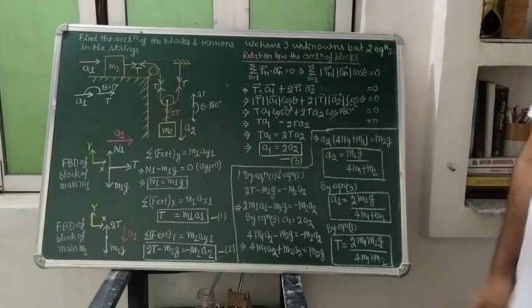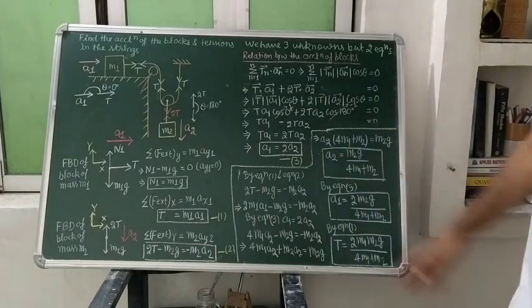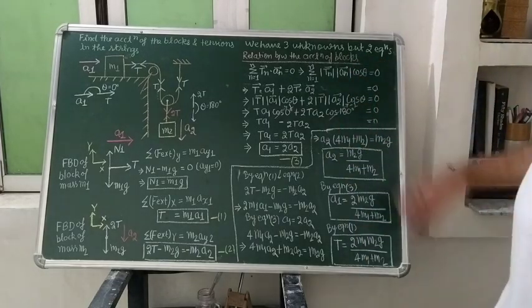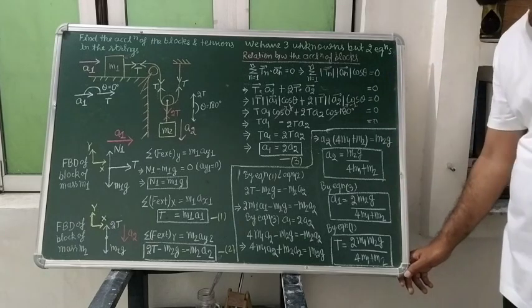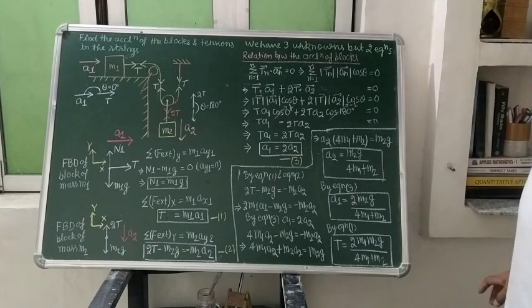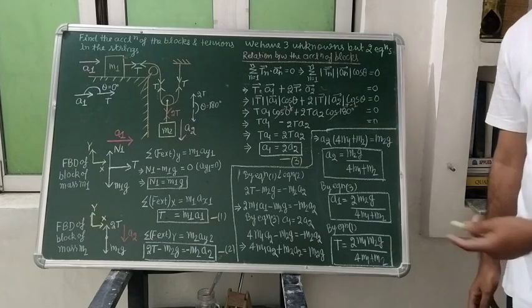So you will get the three equations. Now you can solve the three equations and can find all the unknowns, isn't it? So it was the quick recapitulation of it.